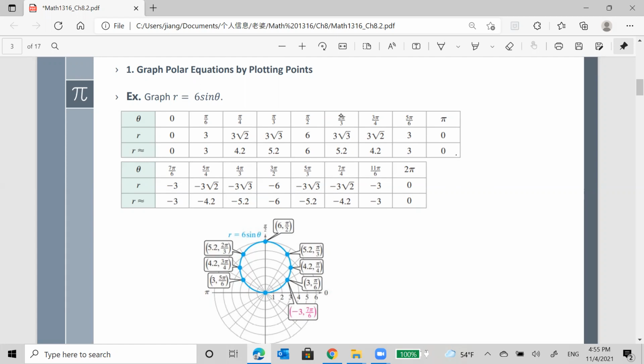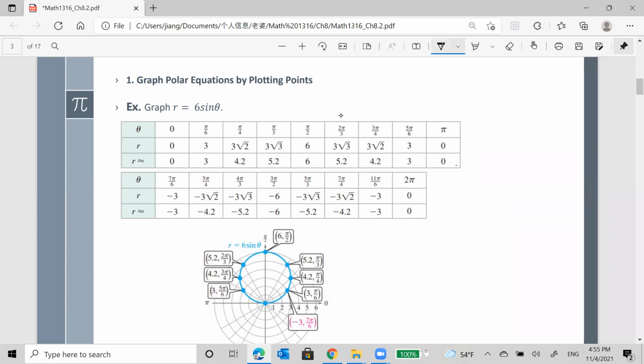And then we can plot the points on the polar system. The first point is 0, 0, because we have learned the point is (r, theta). Since r here is 0 and theta is 0, it is here. The second point is pi over 6, r is 3. So this angle is pi over 6, and the distance from the pole or origin to here is 3. So we plot this point.